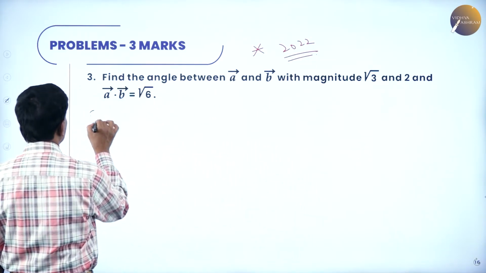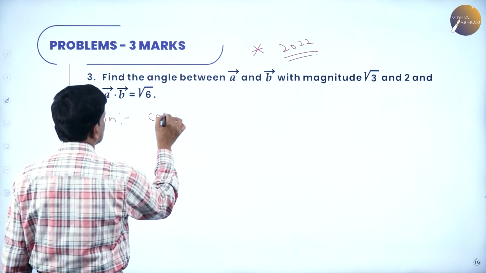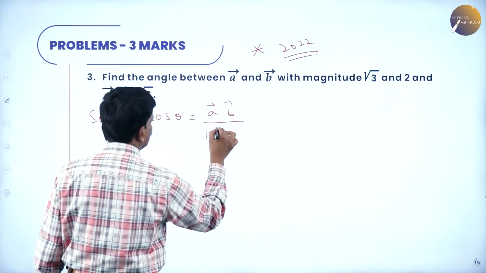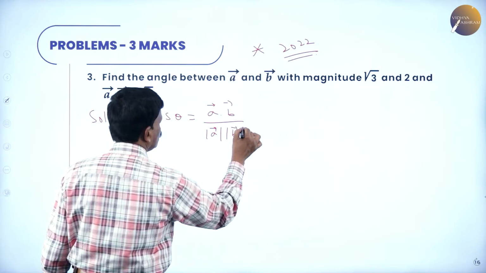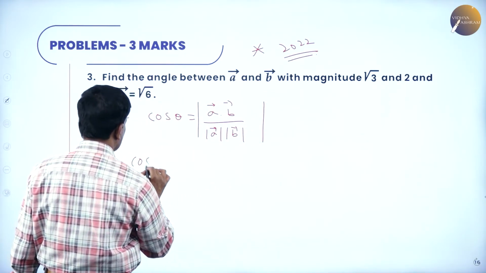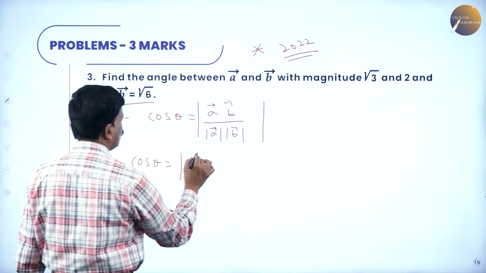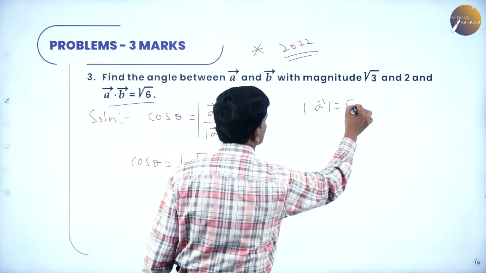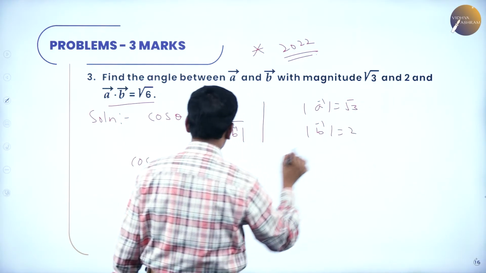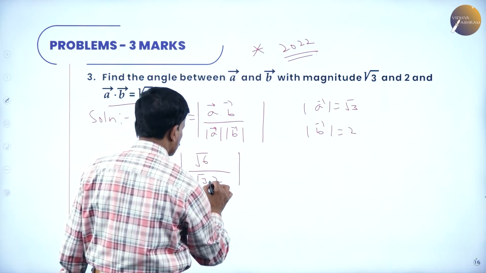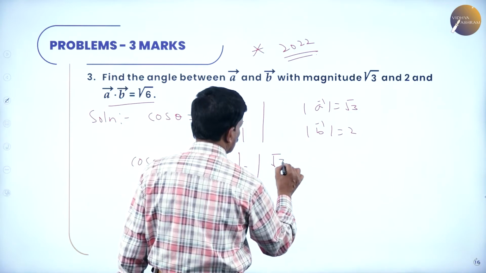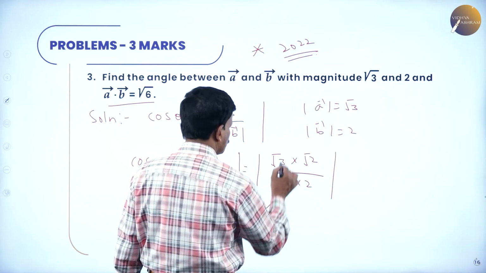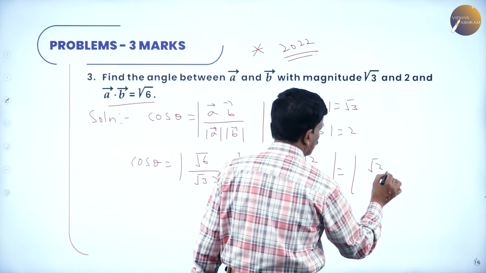Now, what is the angle between the vectors? We know the angle between the vectors is given by cos theta is equal to A dot B divided by length of A into length of B. So cos theta is equal to A dot B, given as root 6, length of A is root 3 and length of B is 2. So this is root 3 into 2. Root 6 can be written as root 3 into root 2, divided by root 3 into 2. Root 3 gets cancelled, leaving root 2 divided by 2.